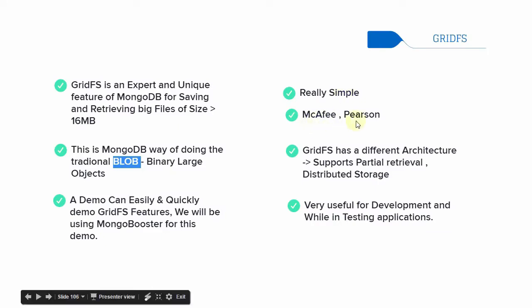Companies like McAfee and Pearson are using GridFS in their live environment. For example, McAfee is using GridFS for pushing updates and Pearson is using it for saving students' data. As I mentioned earlier, there is a 16 MB file limit for a BSON document, which can be easily overcome by using GridFS. GridFS is similar to Blob, that is, the binary large objects data type in our traditional database, but the architecture is completely different.